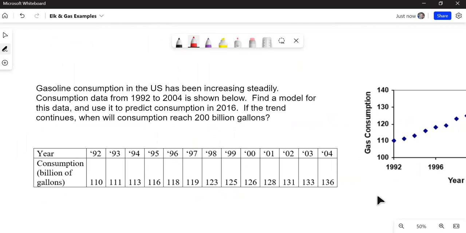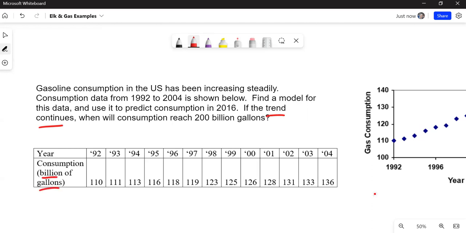Although 2016 has already passed, we could have used this to predict. We could also use it to predict the future. We know that trends change, but let's just assume that this data will continue. That's the assumption of the problem. And we're going to try and figure out when it will reach 200 billion gallons. Notice in the table, it's written in billions of gallons already.